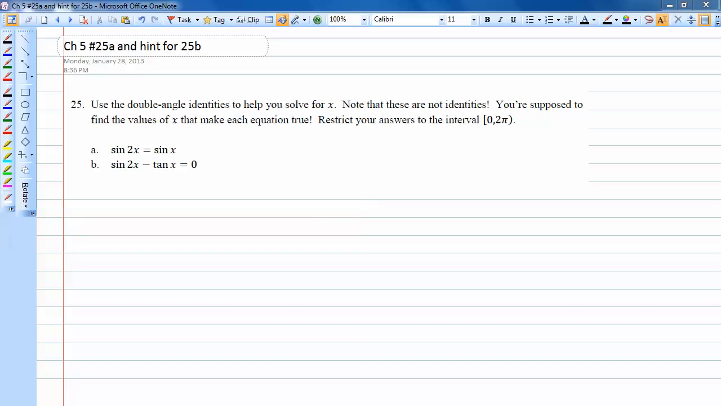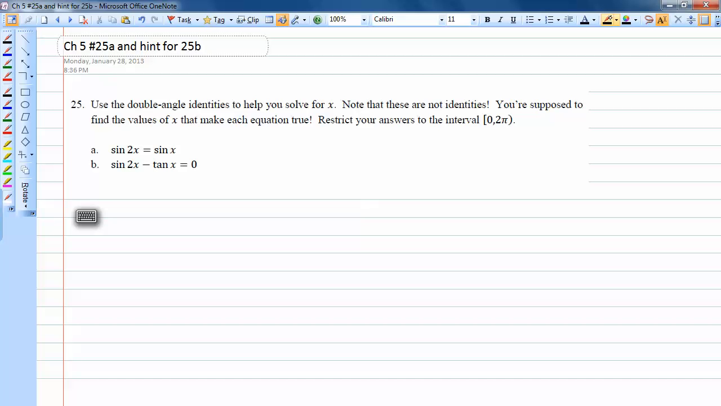Okay, so let's look at 25a from chapter 5. One thing to note is this one's definitely not an identity problem. Sine 2x rarely equals sine of x. So don't assume that just because I give you an equation that it's an identity. In this case, it says solve for the values of x. And in this case, we're only going to solve for the ones between 0 and 2 pi here.